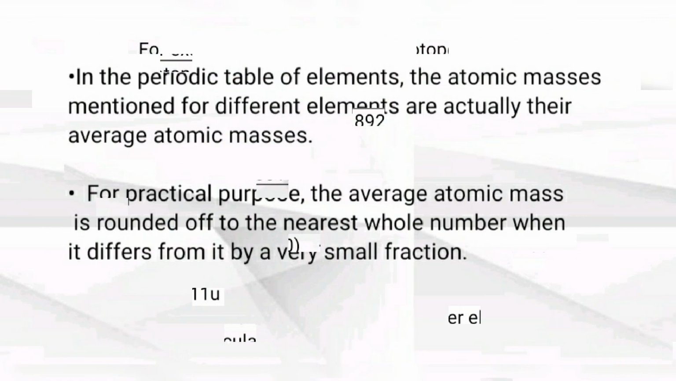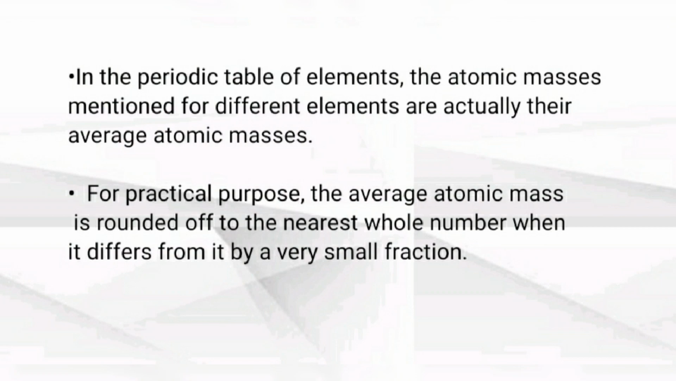In the periodic table of elements, the atomic masses mentioned for different elements are actually their average atomic masses. Means whenever we study the periodic table, we see that some values of atomic masses are whole numbers and some are fractions. That is due to their average atomic masses.